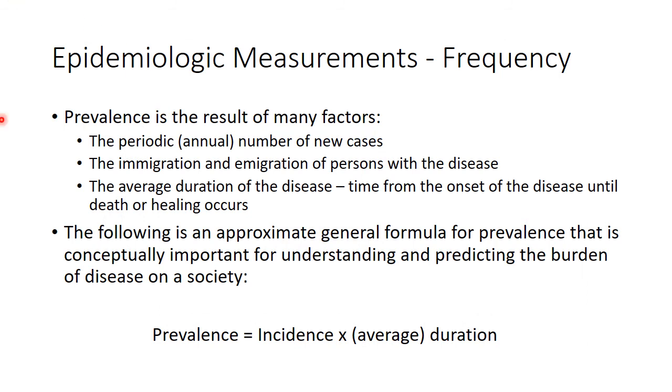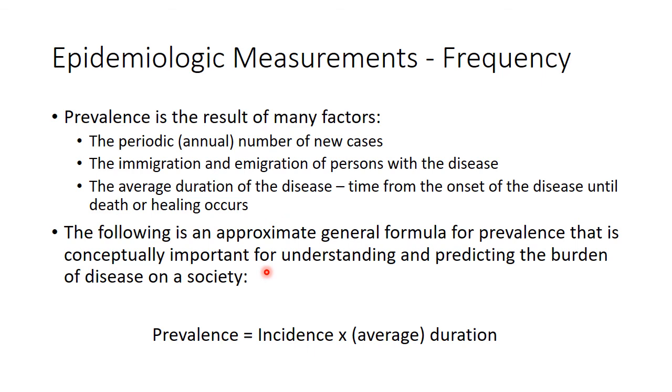And prevalence can be affected by several factors. So you can see things like the new number of cases that get reported. So again, the ongoing incidence can affect prevalence. If you have immigration, new people with disease coming in, or emigration, people with the disease that are leaving the population, that can definitely change things. And then the average duration of disease, from the time of onset of the disease until death or healing occurs, can affect prevalence as well. Obviously, if there's a new treatment that comes out and shortens the disease duration, that can affect prevalence pretty significantly, right? So what we can see is that there's a general formula we can use for prevalence that's conceptually important for understanding and trying to predict the burden of disease on a society.